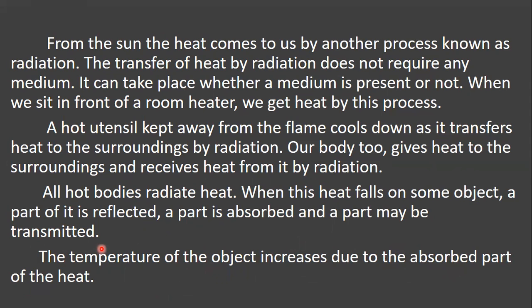Whenever a hot utensil is kept away from the flame, it cools down and transfers the heat to the surroundings by the process of radiation. And similarly children, our body also gives heat to the surroundings and receives heat from the surroundings by radiation. And all the hot bodies also radiate heat, and when this heat falls on some object, some part of it is reflected, a part is absorbed, and a part is transmitted. And the temperature of the object also increases due to the absorbed part of the heat.